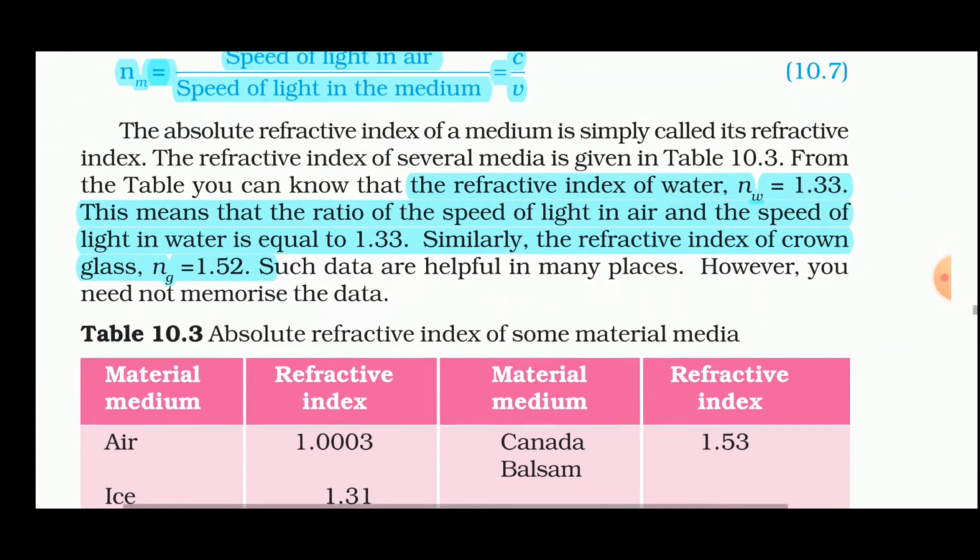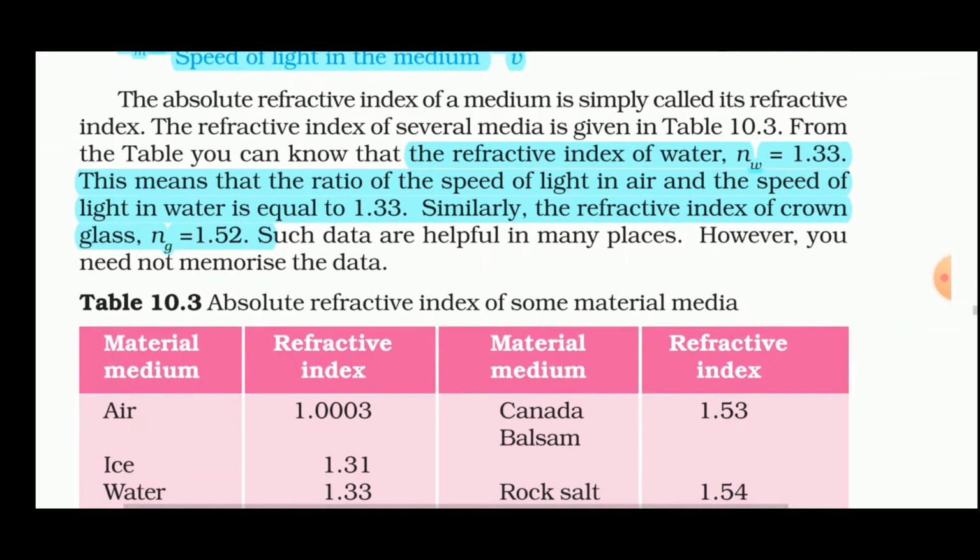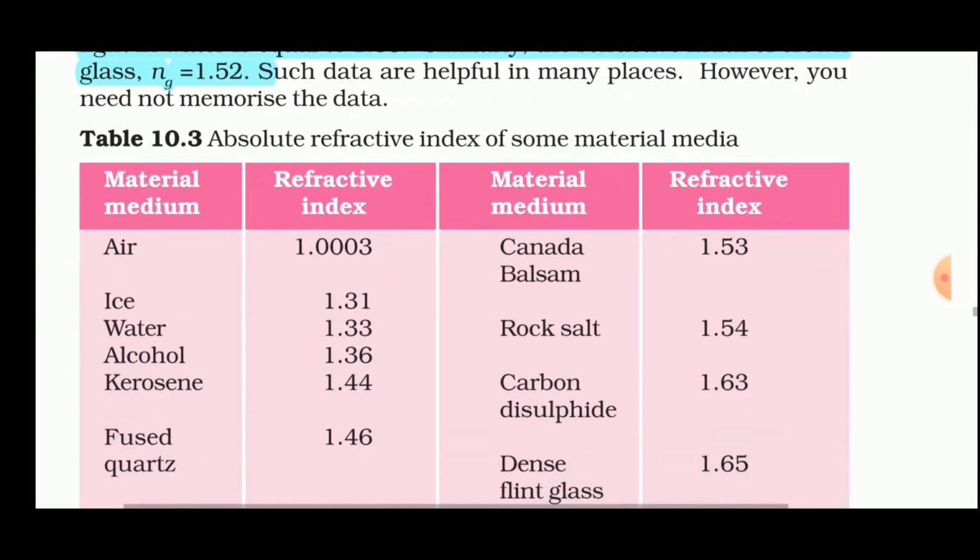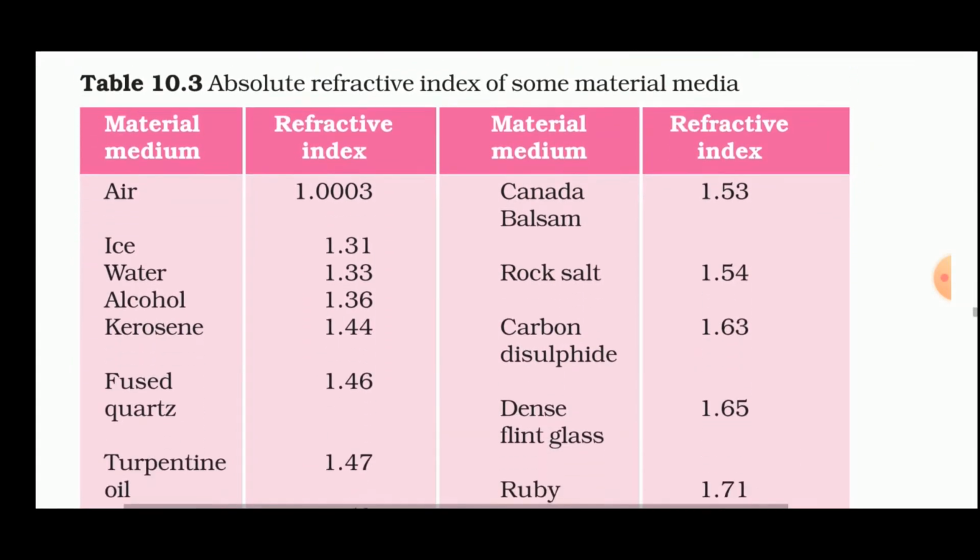Now the refractive index of the several media is given in the table, and it is different for different media. The first column gives you the material medium, and the second column gives you the refractive index. The refractive index of air, you can see, is 1.0003, which is approximately taken as 1. Ice is 1.31, water 1.33, alcohol 1.36.